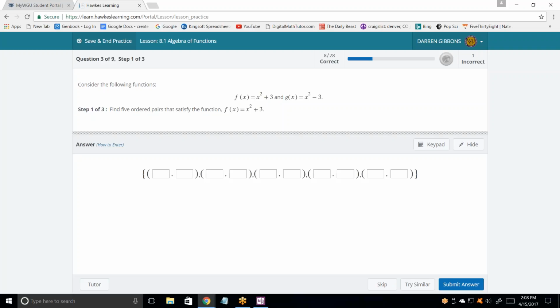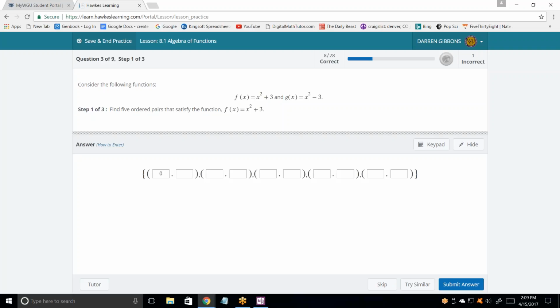When you have a function, you have an independent variable and you have a dependent variable. In these cases, the independent variable is x, meaning you can pick any x you want that's a real number. And the dependent variable is y, and y is going to be equal to some number that depends on what you made x. So here, they just want us to pick 5 ordered pairs.